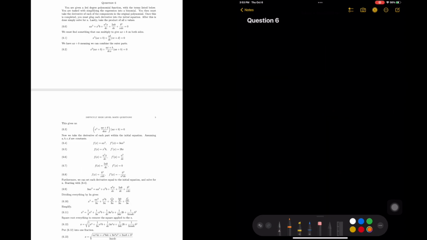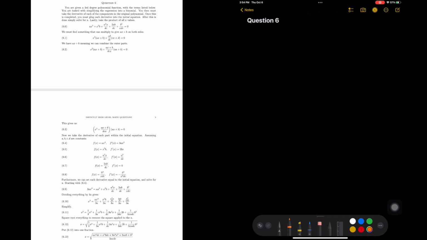Alright, so question 6 states that you are given a third-degree polynomial function with the terms listed below. You are tasked with simplifying the expression to a binomial. You then must take the derivative of each of the components in the original polynomial. Once this is completed, you must plug each derivative into the initial equation. After this is done, simply solve for x. Lastly, take the product of all x values.